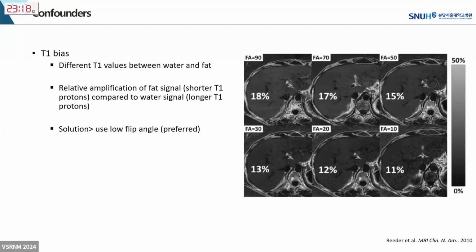There are multiple confounders and they should be addressed in order to make accurate estimates of fat fraction. The first one is T1 bias. T1 bias results from short T1 of fat compared to water that raises the relative amplification of fat signal. Use of a low flip angle is a commonly used strategy. As shown in this figure, reducing T1 weighting by decreasing flip angle can minimize T1 bias.